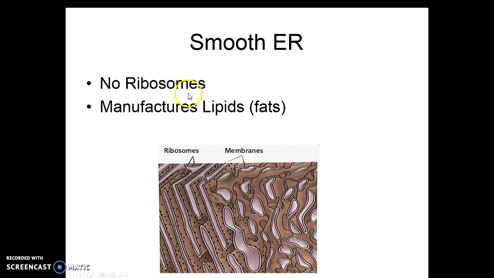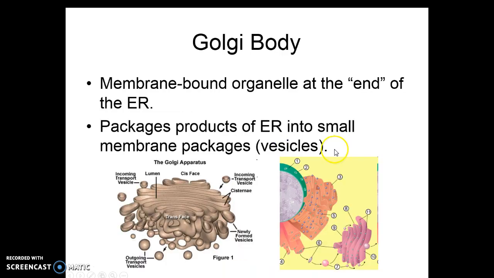The smooth ER is later, so the rough ER is closer to the nucleus, the smooth ER is further from the nucleus. It's smooth, so it has no ribosomes. That means it does not make proteins. Instead, it makes lipids, which is the science word for fats, because we need fats as well. So this is like the big manufacturing center of the cell, the ER.